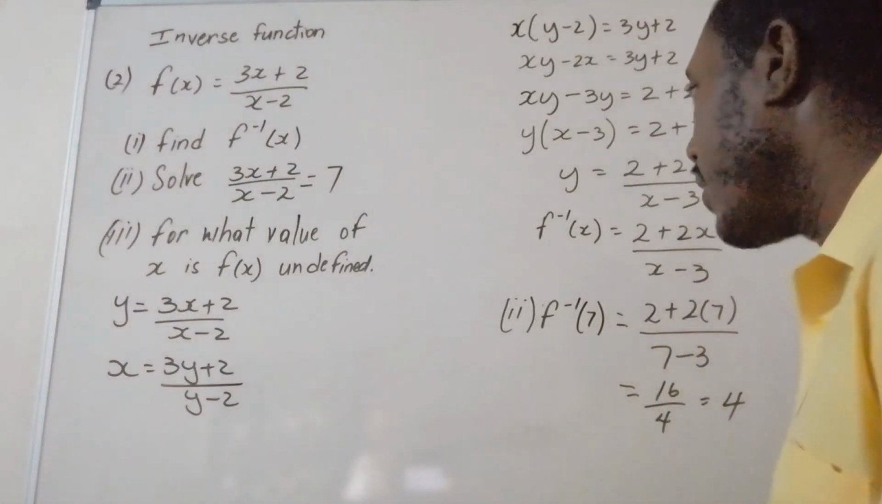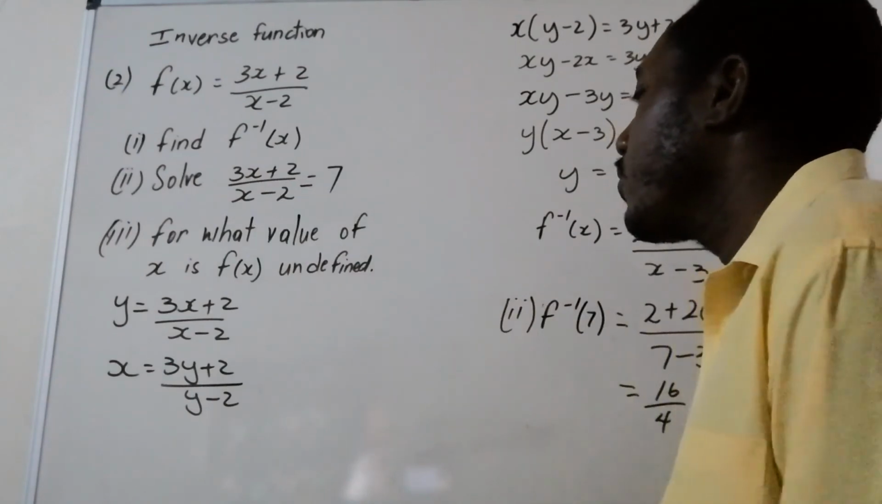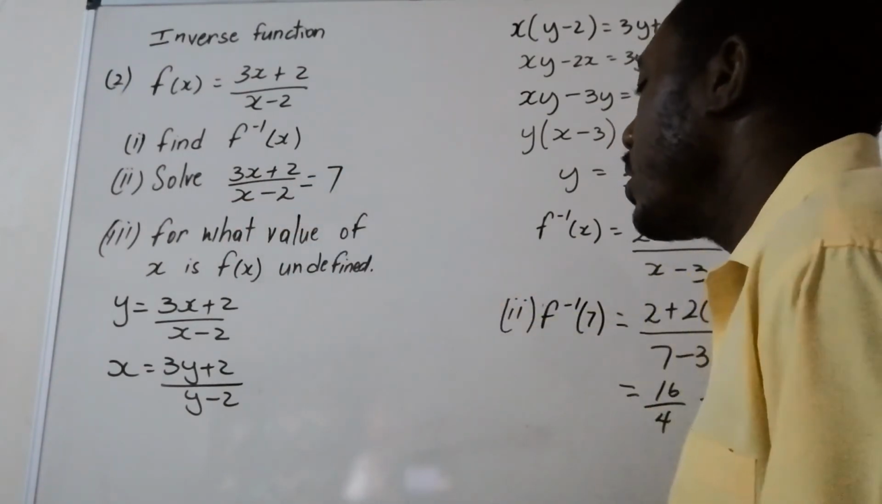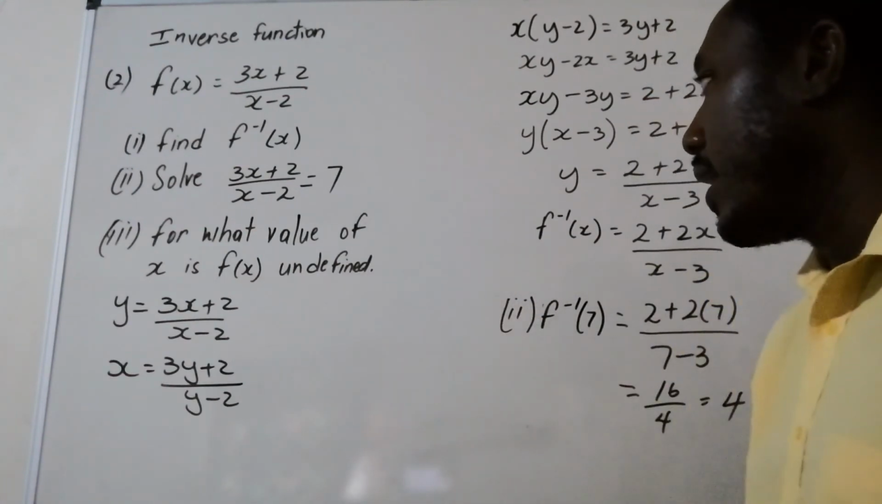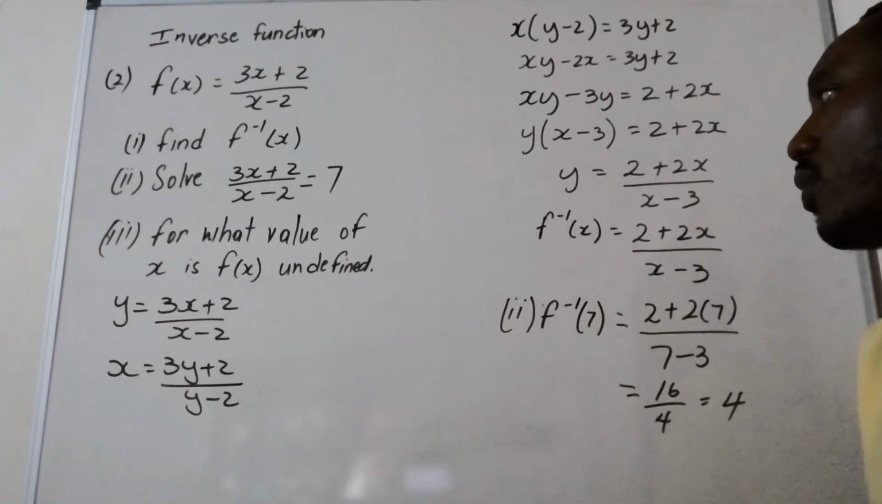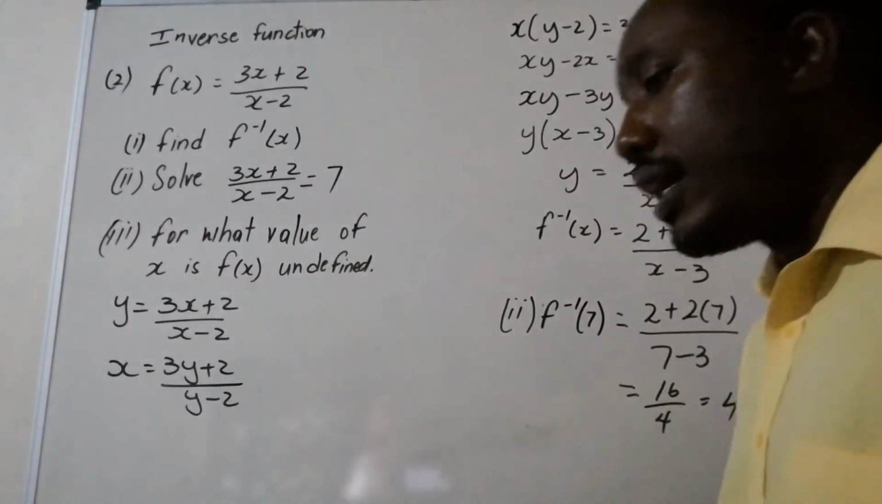And we could check it back. 4 times 3 is 12. 12 plus 2 is 14. 4 minus 2 is 2. 14 divided by 2 will give us 7 as our answer. So therefore, we have our solution to that equation.